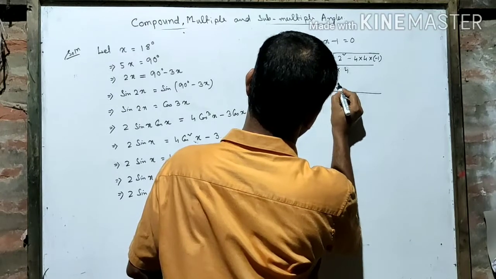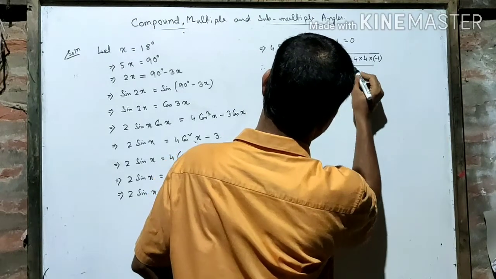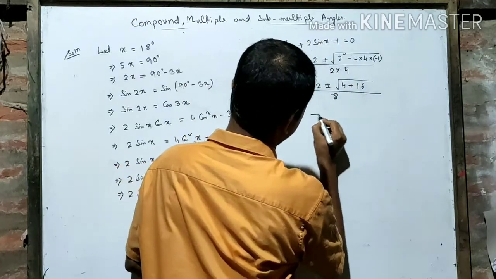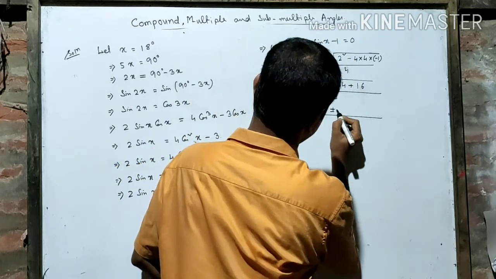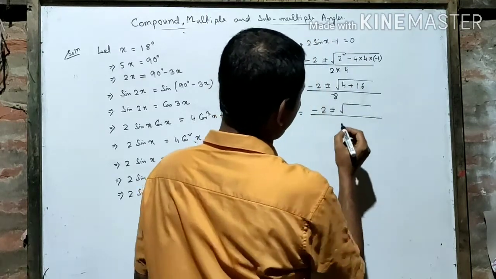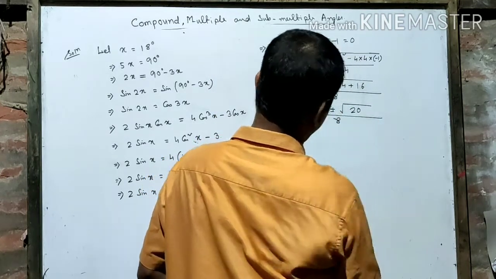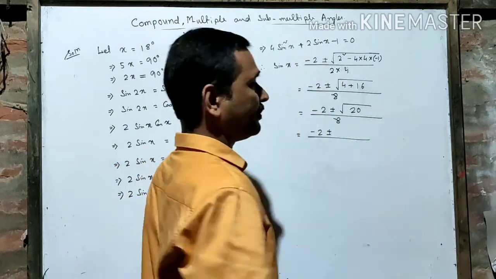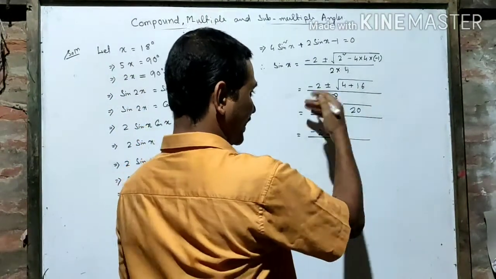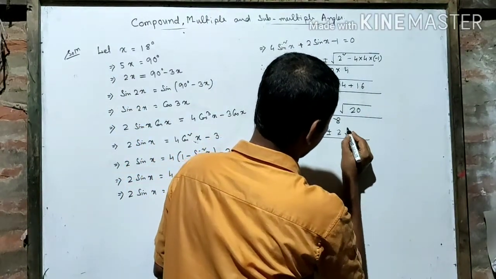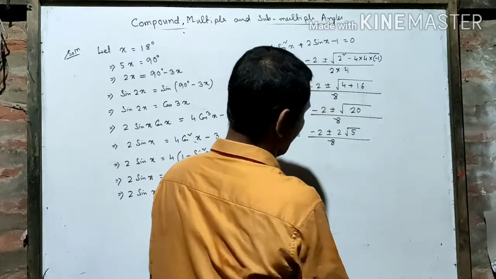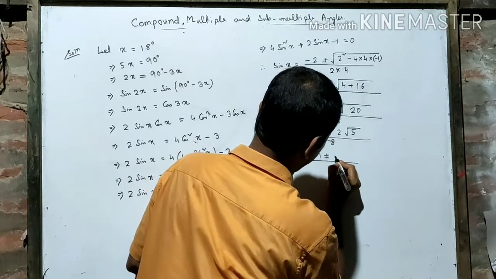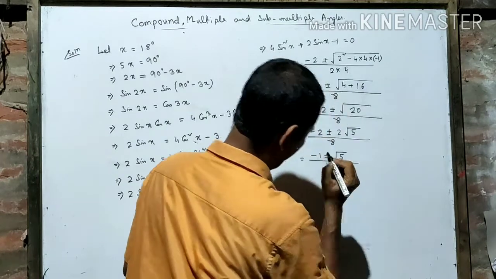This is equal to minus 2 plus minus under root 2 square is 4 minus minus plus 16, divided by 8. This is equal to minus 2 plus minus root over 20 divided by 8. 20 means 4 into 5, so you can take 4 out of the square root and that will be 2. So this is 2 root 5 divided by 8. Divide both numerator and denominator by 2, and you will get minus 1 plus minus root 5 by 4.